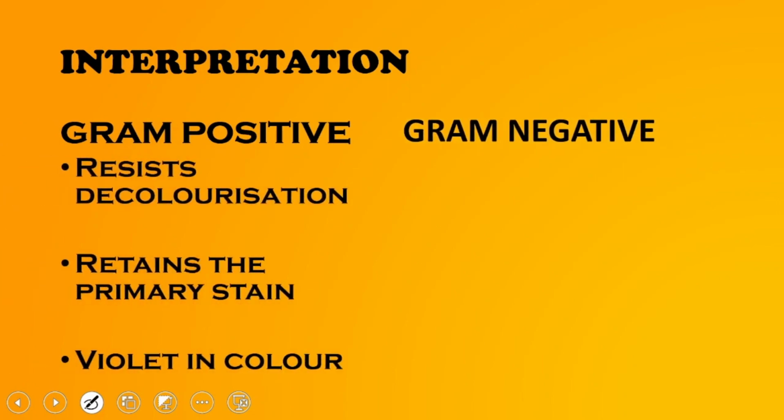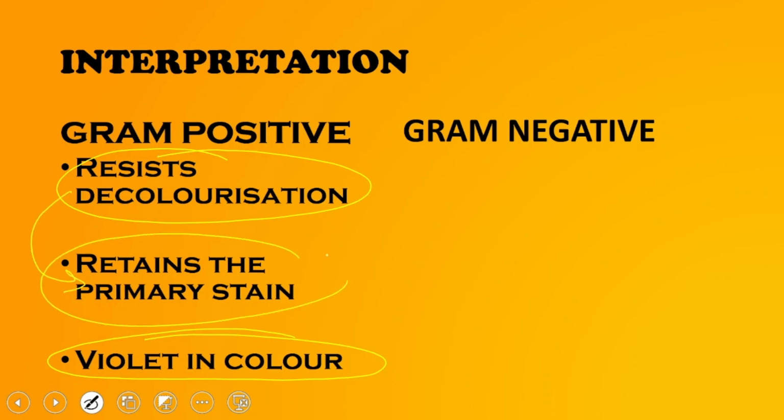If I talk about gram positive, what will the appearance be? It will be violet in color, right? Why is it violet in color? Because see, a gram positive organism is going to resist decolorization and thereby it will retain the primary stain and it appears violet in color.